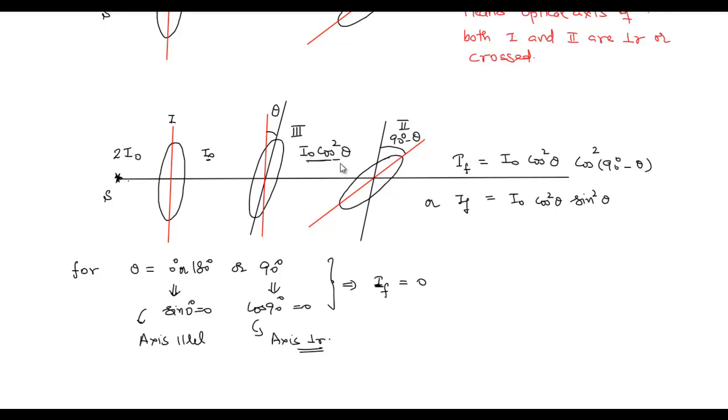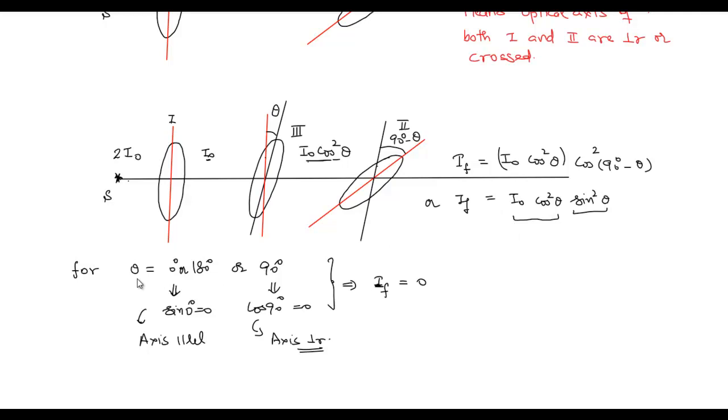Now when this intensity is passed through the second polarizer, the angle between the axis of this polarizer and the third polarizer is 90 degree minus theta, and again applying Malus law we can write that the final intensity is this intensity times the cosine square of the angle between the axes. So that is cos square of 90 degree minus theta, which gives sine square theta. So finally we get I naught cos square theta sine square theta.